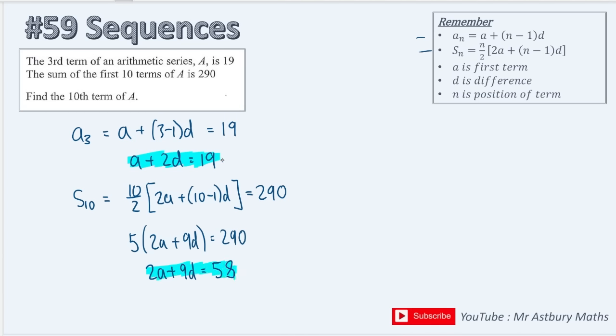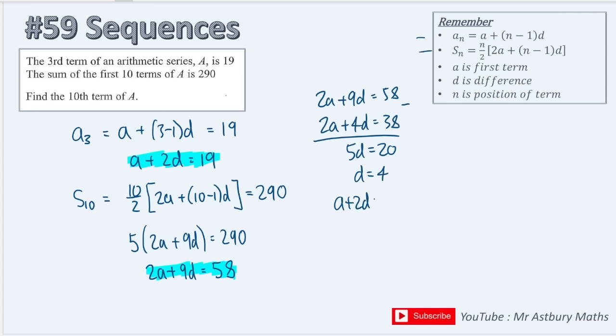I've now got two equations in terms of a and d, so I can solve these simultaneously. I'm going to times the top one by 2, and that's going to give me 2a plus 4d is equal to 38. And then I'm going to write the bottom one just on top here, 2a plus 9d is equal to 58. I can subtract these two equations to get that 5d is equal to 20. So d is equal to 4. And then let's sub it back into this top equation here. This tells me that a plus 2d is equal to 19. Now 2d is 2 times 4, which is 8. So a must equal 11.